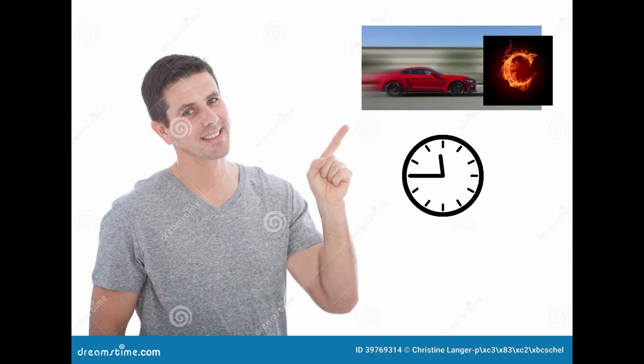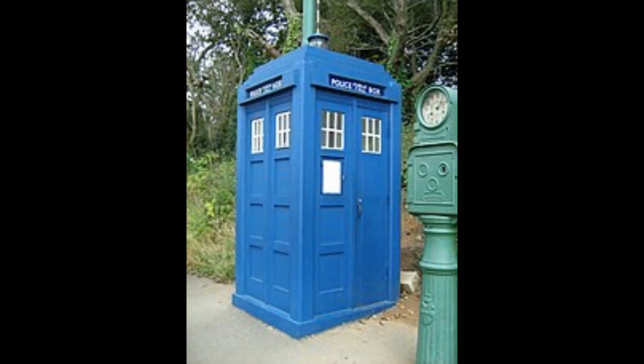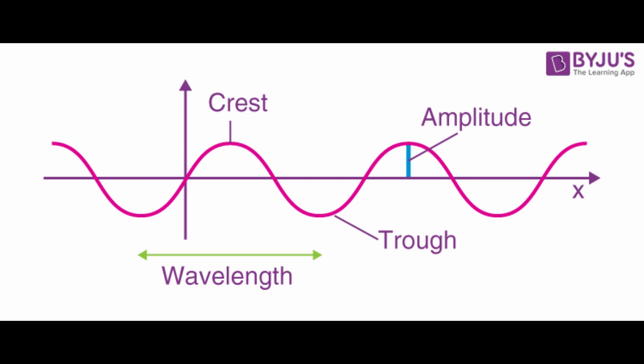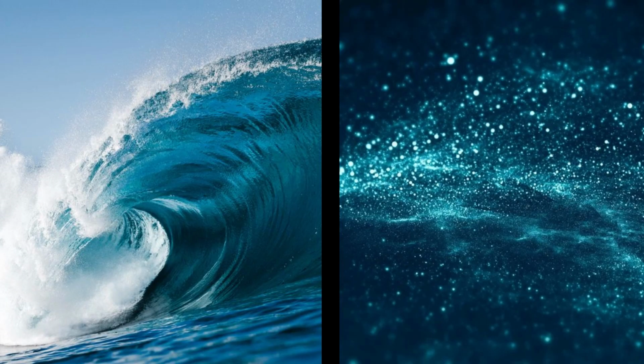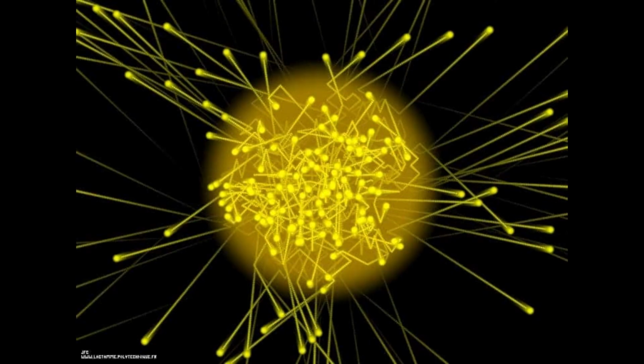Also, if you accelerate an object close to C, time slows down for the object, hence time travel, but I'll get into that later. Now, wave-particle duality. Basically, something that is both a wave and a particle at the same time. In this case, light. Light is made up of photons, which are particles. Those photons travel in a wave.